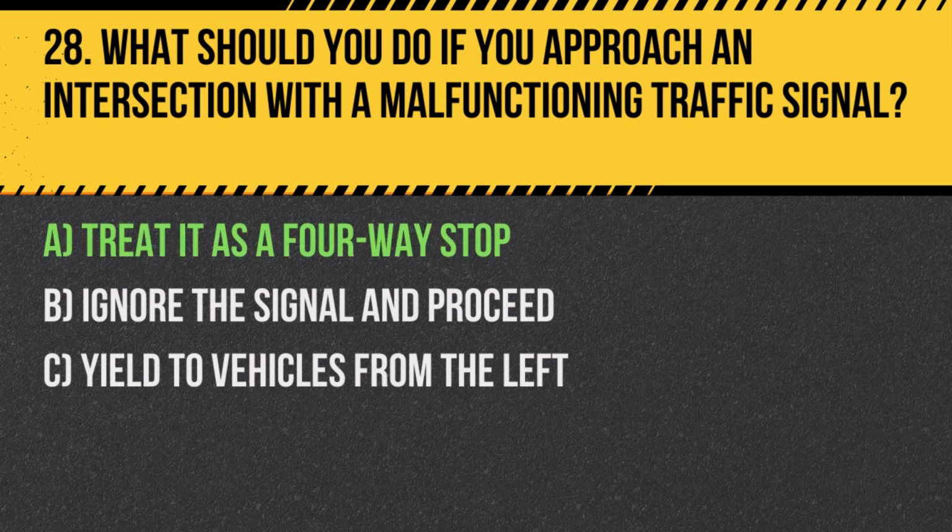Answer: A. Treat it as a four-way stop. If you approach an intersection with a malfunctioning traffic signal, you should treat it as a four-way stop and proceed with caution, yielding to other vehicles as necessary.